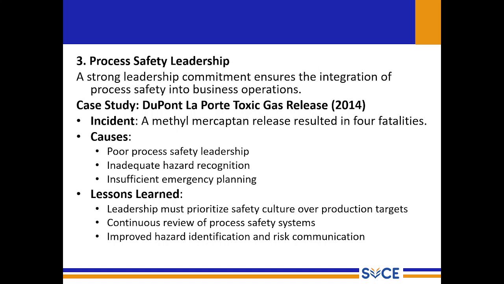What are the causes of the toxic gas release? A poor process safety leadership. Management failed to implement strong safety measures despite previous warnings. There was a lack of oversight in maintenance and safety audits. Employees were not adequately trained to handle toxic gas releases. Inadequate hazard recognition: workers were unaware of the risk associated with methyl mercaptan leaks. The facility did not have a proper gas detection system to alert employees in time. Safety protocols were outdated and insufficient for handling such leaks.